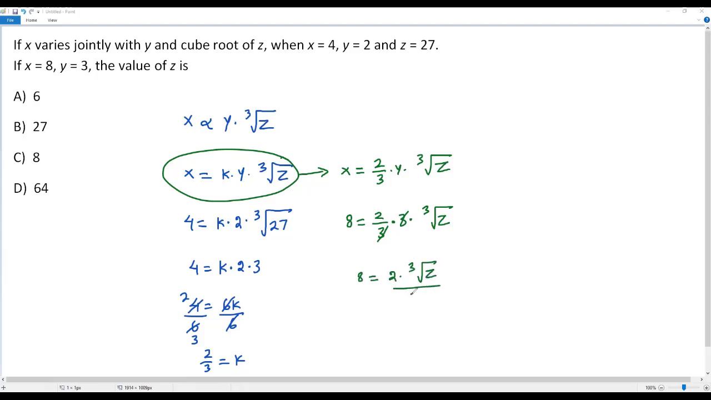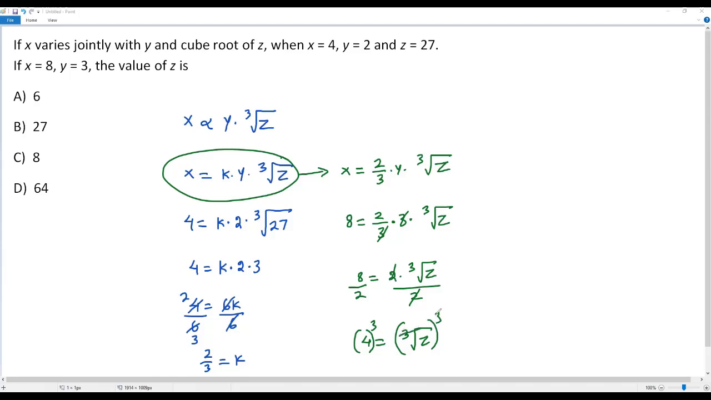Now let me divide both sides of this equation by 2. When I do so, this 2 will cancel out. 8 divided by 2 is 4. On the right side, we have cube root of z. So to get the value of z, I have to get rid of this cube root. To get rid of the cube root, I have to raise both sides of this equation to the power of 3. That is, let me raise the right side to the power of 3, and the same thing on the left side: 4 has to be raised to the power of 3.